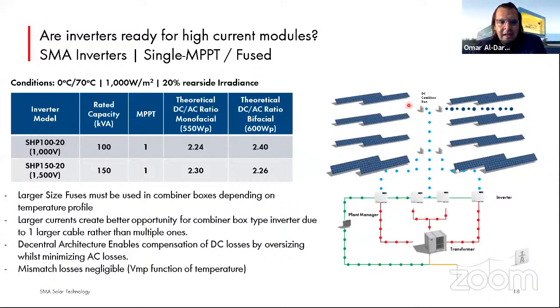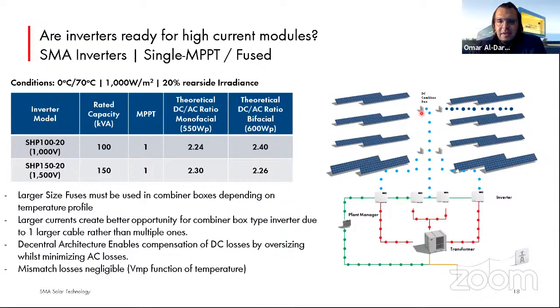Actually, the larger currents from the DC side create a better opportunity for optimization, in terms of positioning. In a single MPPT structure, you've got 2 degrees of freedom: you can move the DC combiner around, as well as the inverter.